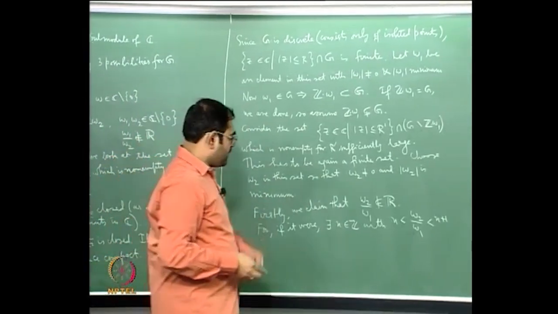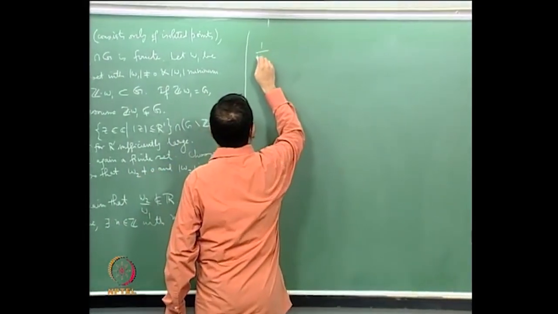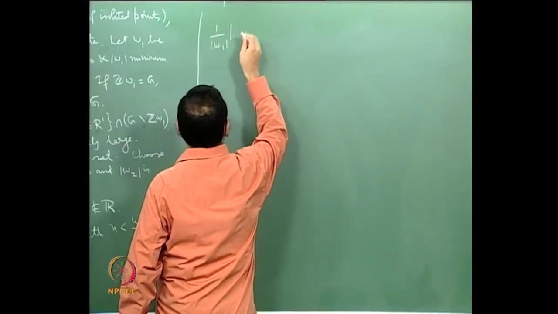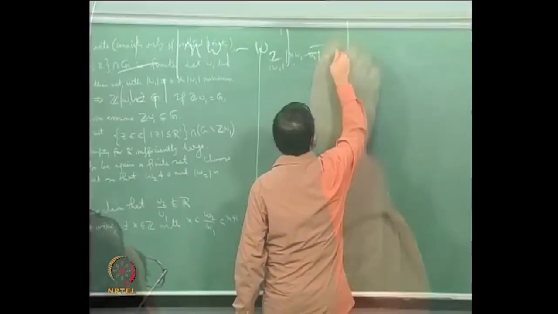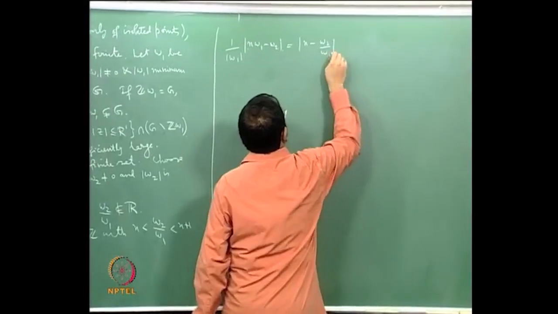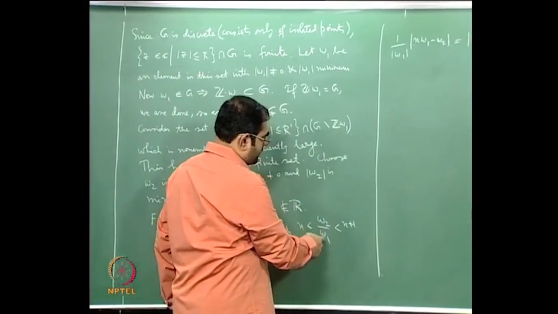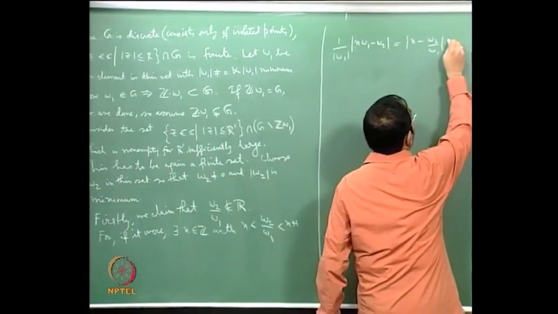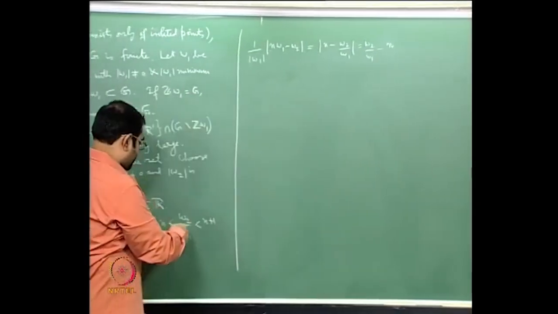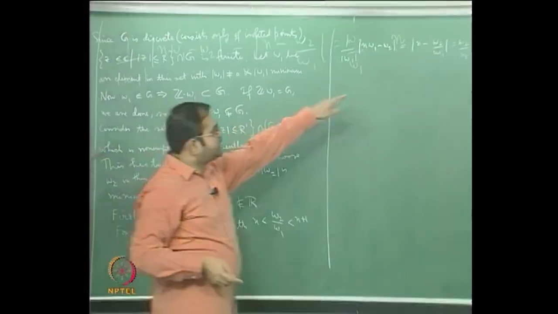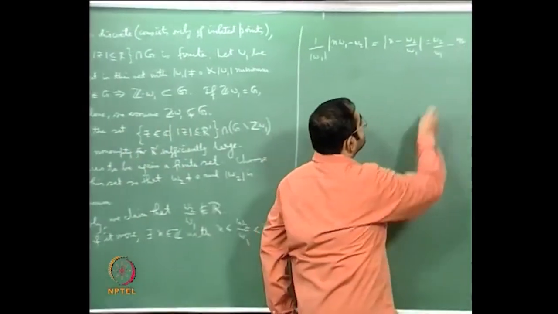So these two are both strict inequalities, but this will immediately give you a contradiction. That is because if I consider 1 by mod omega 1 times modulus of n omega 1 minus omega 2, if I calculate this, okay, then this will be modulus of n minus omega 2 by omega 1, okay. And of course omega 2 by omega 1 is greater than n, so this will actually be omega 2 by omega 1 minus n, because omega 2 by omega 1 is a real number greater than n, alright. And of course this is lying in an interval of length 1, therefore this has to be less than 1, okay, so this is less than 1.